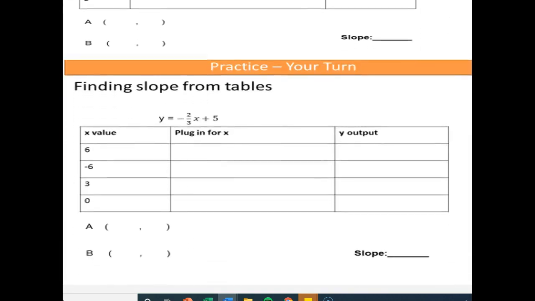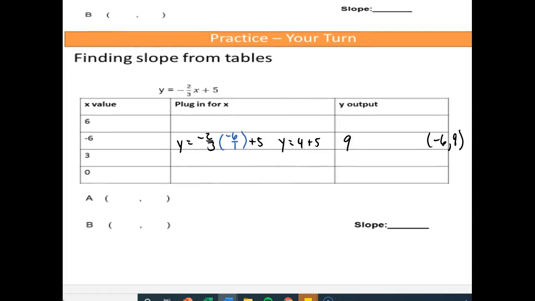Then you can do the same thing here. Again, just watch out for the negatives. So like in this one, y equals negative 2/3 parentheses negative 6 over 1 plus 5. So that really equals negative 2 times negative 6 is positive 12, 3 times 1 is 3. So 12 over 3, or just 4, plus 5. In that case, it's 9. So your point here is negative 6 comma 9. Right? But find the slope from those tables. When you're done, show me.